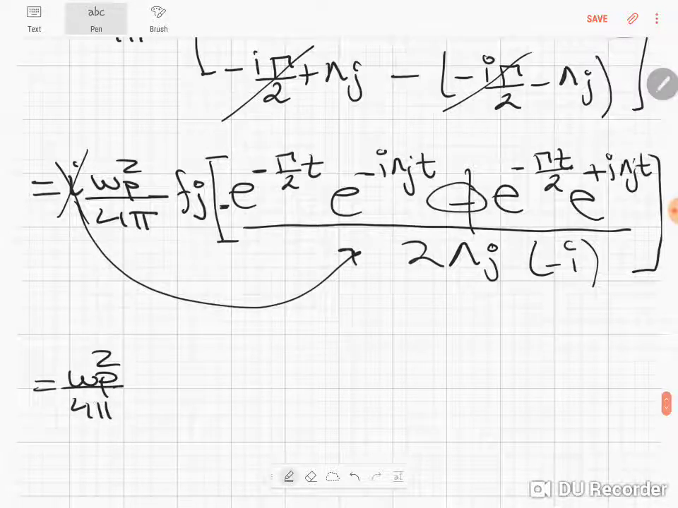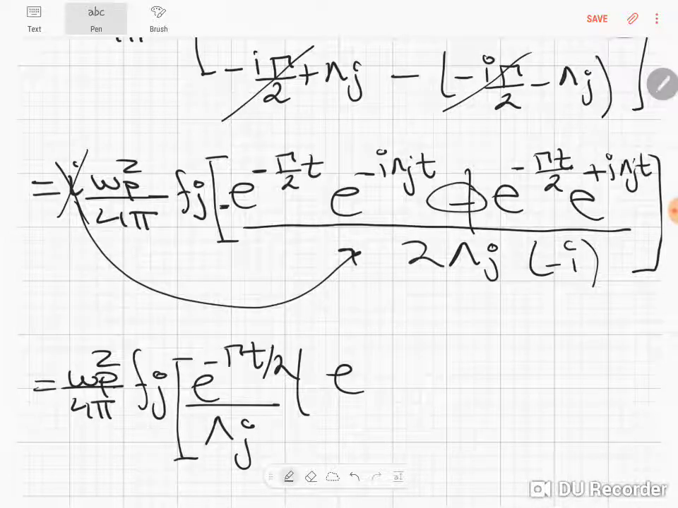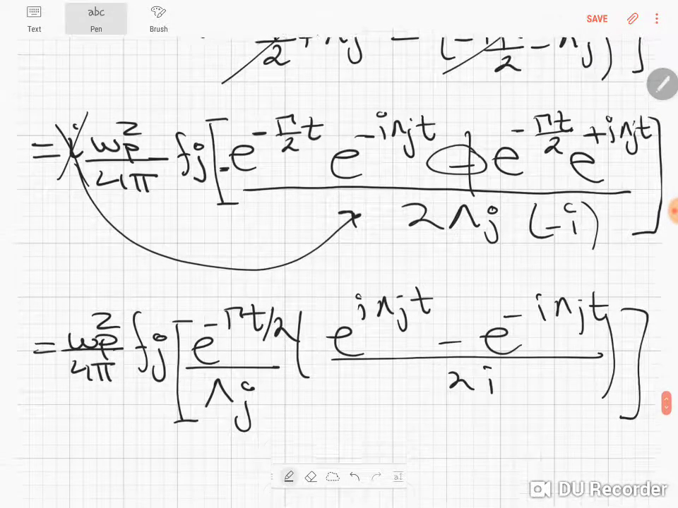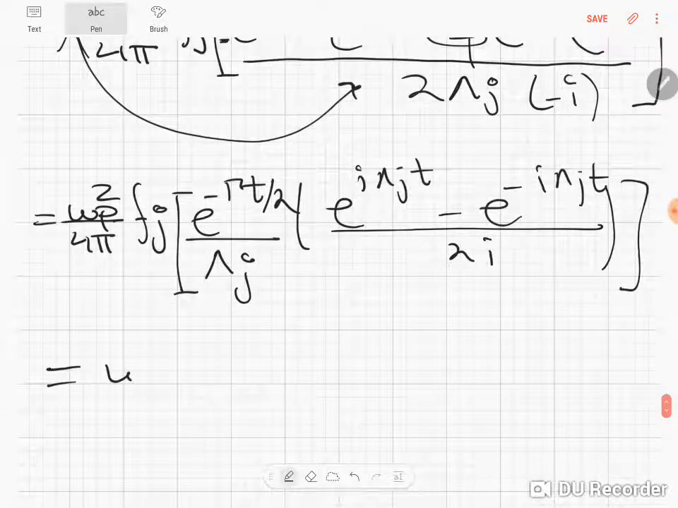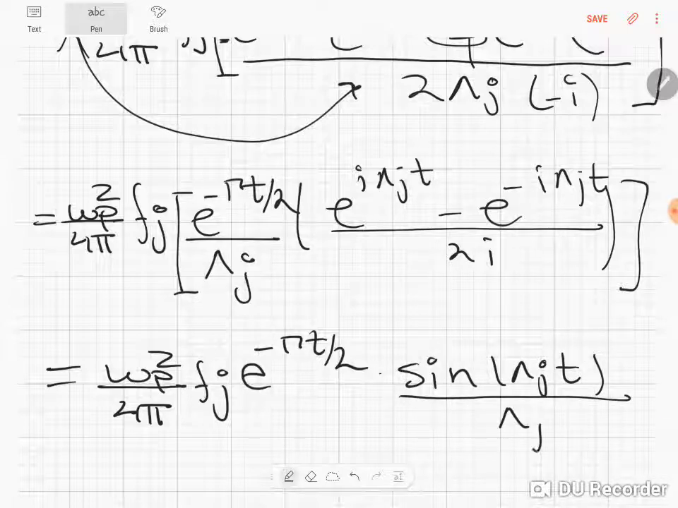Omega_p squared divided by 4 pi, f_j, e to the minus gamma t divided by 2. Here we have, let's say, divide this by lambda_j, and here we have e to the i lambda_j t minus e to the minus i lambda_j t divided by 2i. So now this looks like something. So what does it look like? This looks like omega_p squared divided by 4 pi f_j e to the minus gamma t divided by 2 times sine of lambda_j t divided by lambda_j.